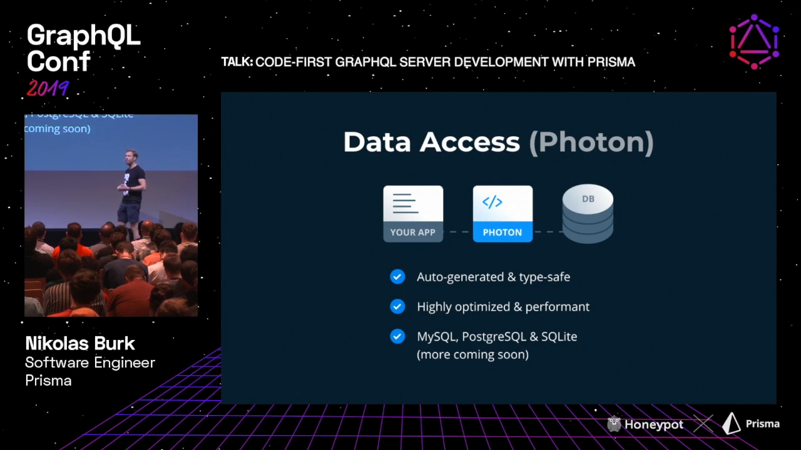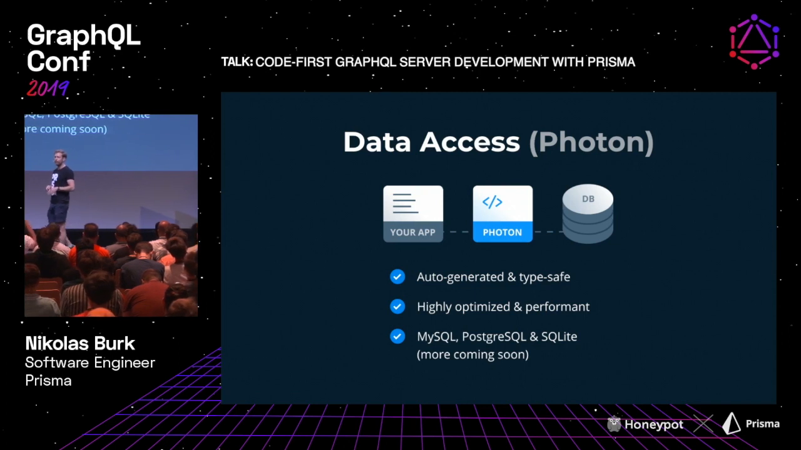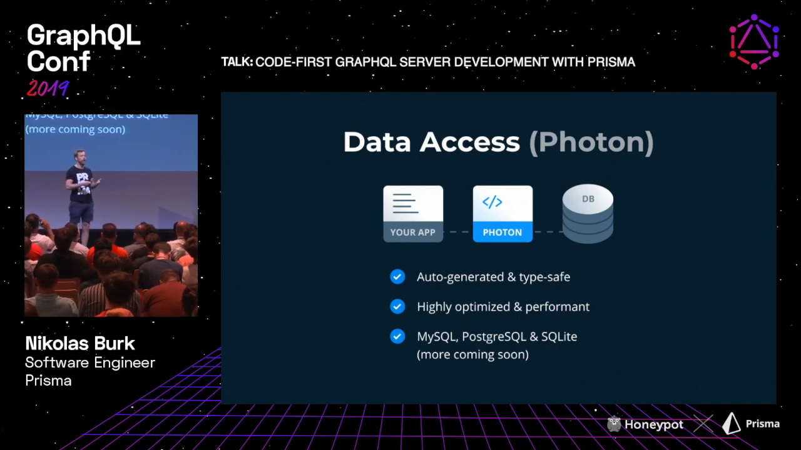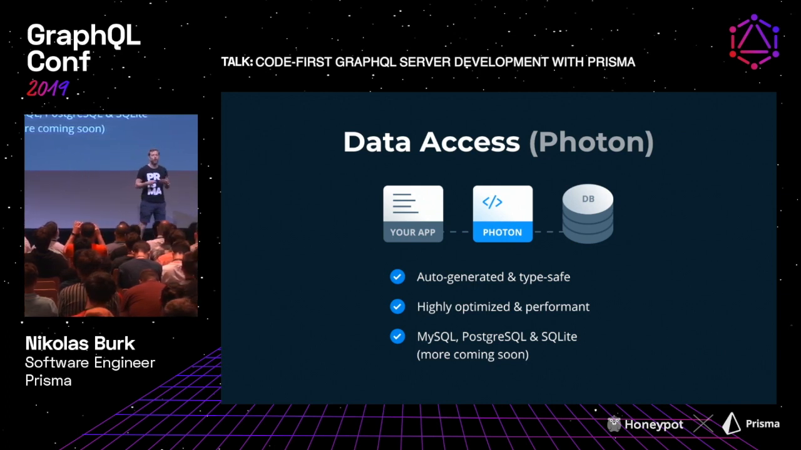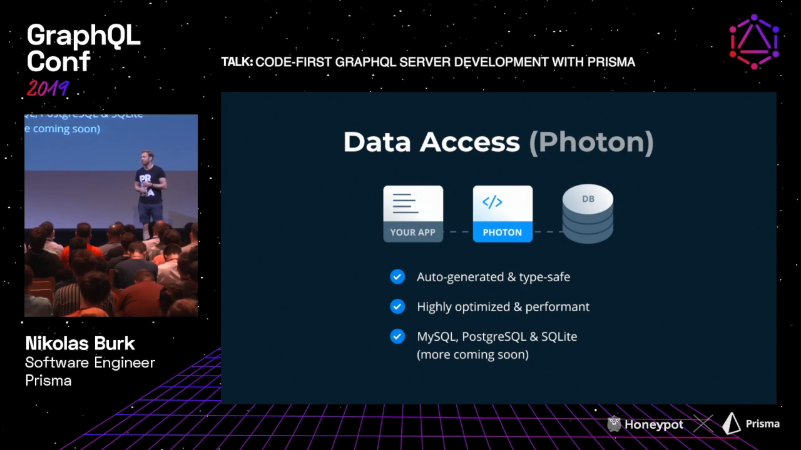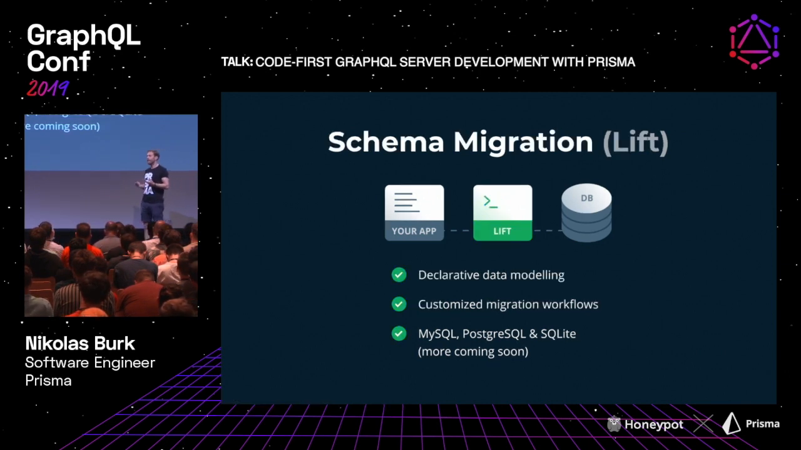Photon basically is a type-safe database client that is auto-generated based on your database schema. So you don't have to write a manual mapping layer for your database anymore. Instead, you get an auto-generated mapping layer that always is up to date with your actual GraphQL schema. And then Lift is used for schema migrations. So you have a declarative data model, the Prisma data model definition, that you use to describe your database schema. And then you can use the Lift CLI to perform a migration and map your declarative data model to the schema. And I'll show an example of that in just a bit in my demo.